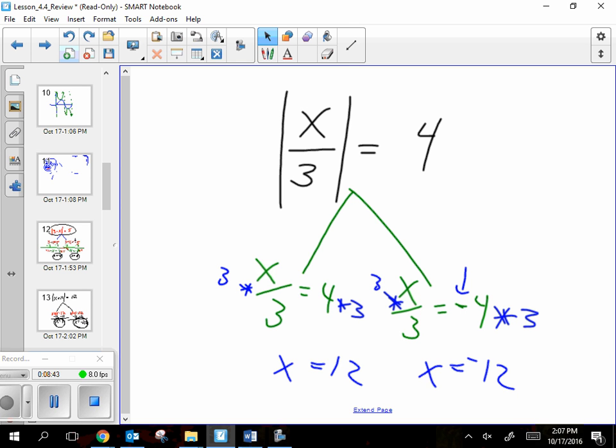How many of you are feeling like you could do this? All right. Awesome. That's absolute values. You got another thing mastered.